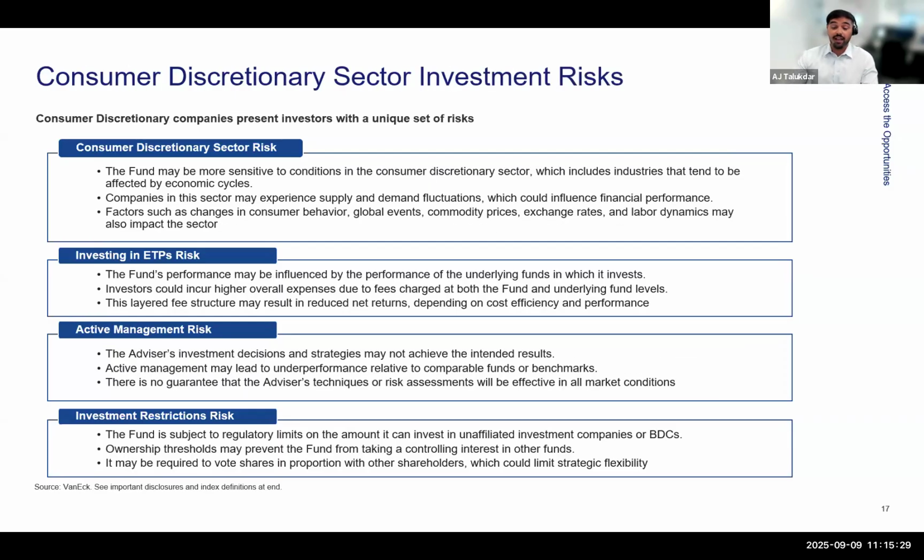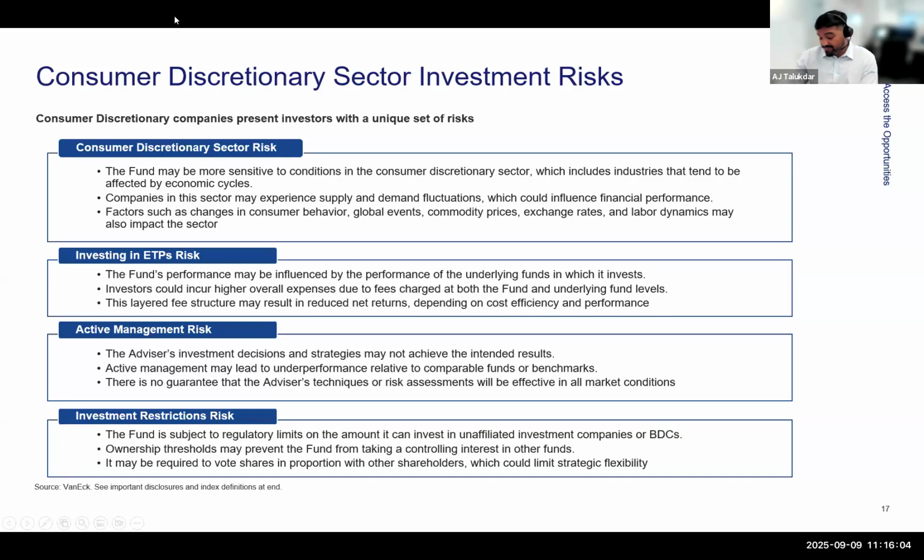Consumer discretionary, likewise, has its own risks inherent to its sector. This sector is also highly cyclical, tied to consumer spending, global events, and shifting demand patterns in consumer behavior. Companies may be impacted by changes in labor dynamics, commodity prices, or even currency fluctuations, depending on region. And as with all funds, active management may not always deliver the intended results. So these are some risks to keep in mind.